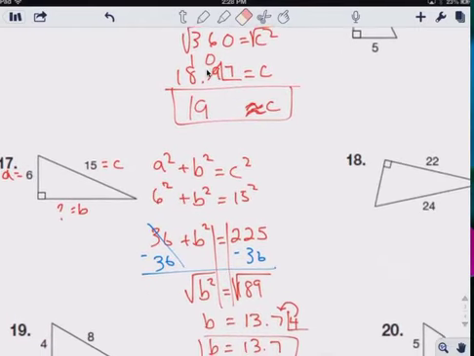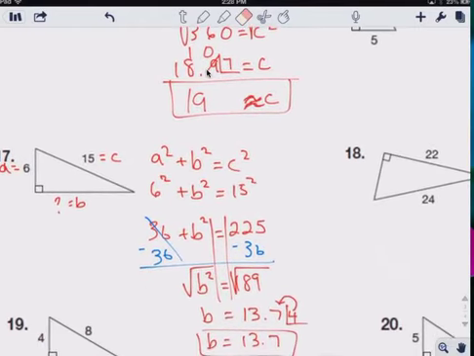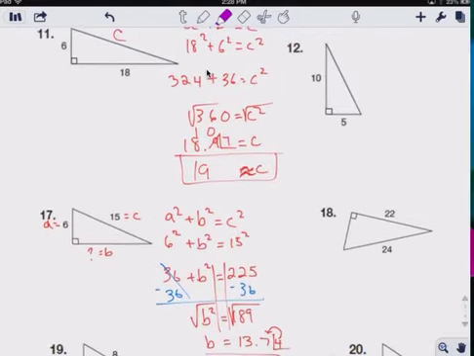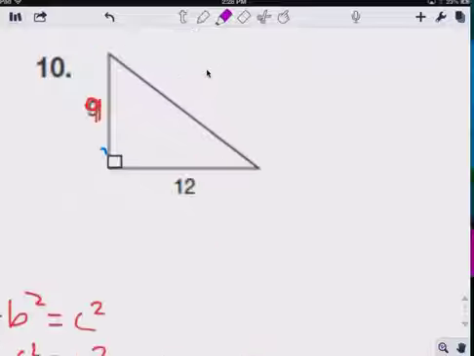You should have gotten this at the end here, the square root of 198 right there, and that should be your answer right here, rounded to the nearest tenth. That's a 4, so the 7 stays the same. Okay, that's 17. So I'm going to do number 10, though in class I did number 10 already.